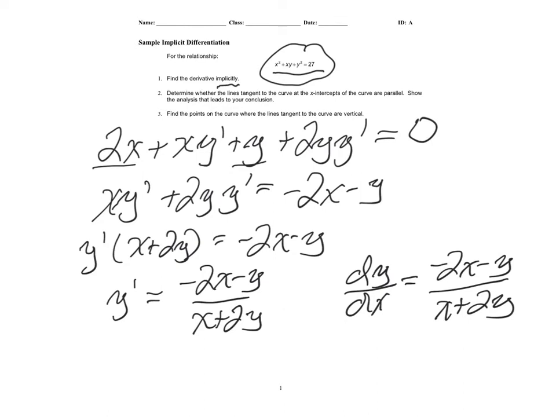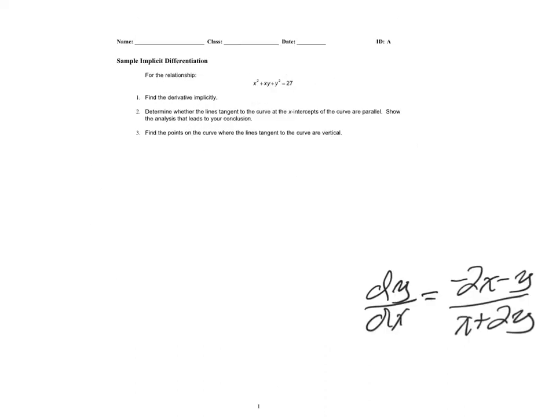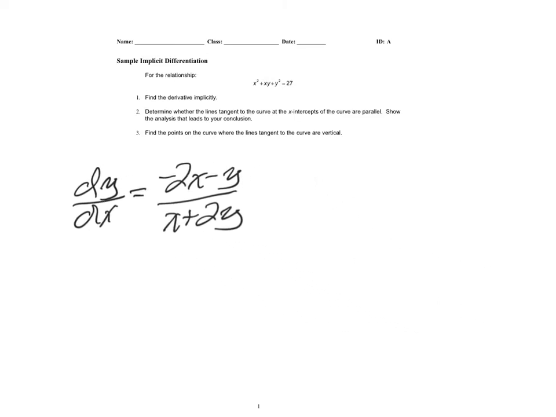Now let's move over to the next question here. We're going to copy this, and then we're going to paste it over here, and we will work with this to answer question number 2. Determine whether the lines tangent to the curve at the x-intercepts of the curve are parallel. Show the analysis that leads to your conclusion.